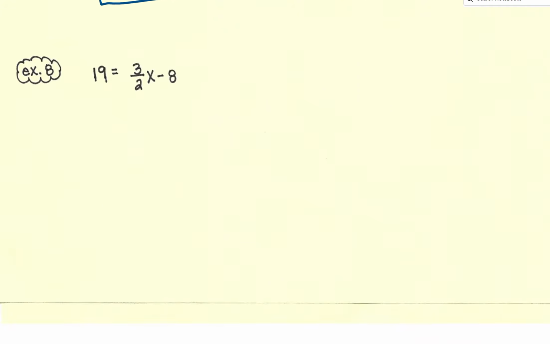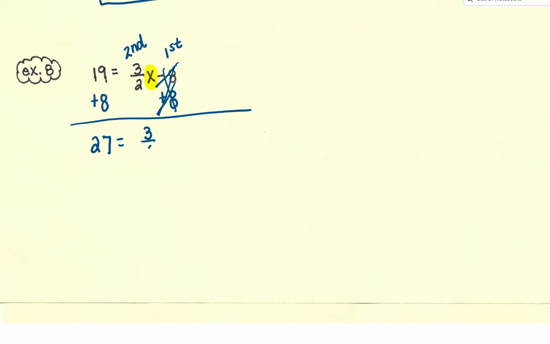Okay, example 8. We're trying to solve for the variable right here. And so we know that this is what's going to happen first. If you're attached to the variable, that's what's going to happen second. So this right here is a subtract 8. So we're going to add 8, so that way the minus 8 and the plus 8 knock each other out. 19 plus 8 is going to be 27. And then bring this down exactly like you see it.